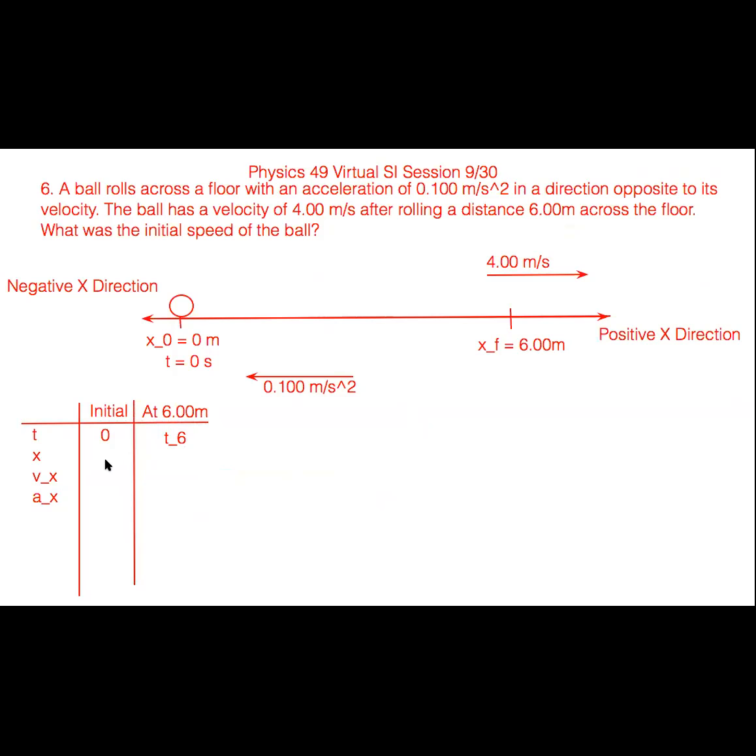Okay. So what about our x, our position? All right. So for the initial position, I think since we defined it on the graph to be 0 meters, and that's where the motion starts, we'll be using that same point for writing down the data, and it will be 0 meters for our initial position. Yeah, I agree with that. 0 meters. And then at 6 meters, it's going to be 6 meters.